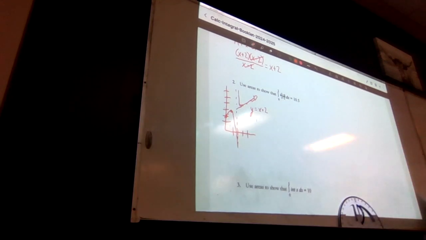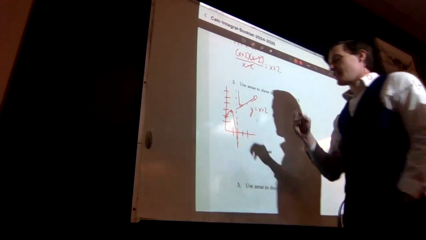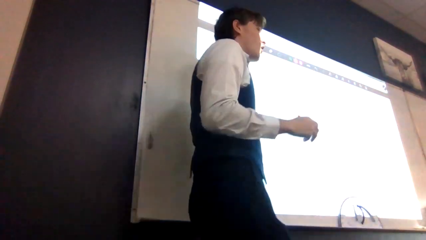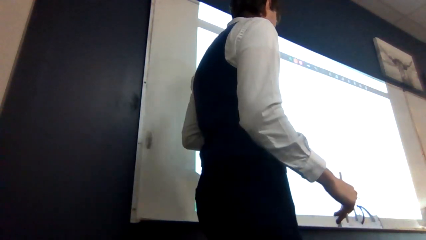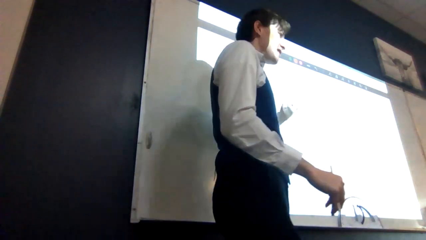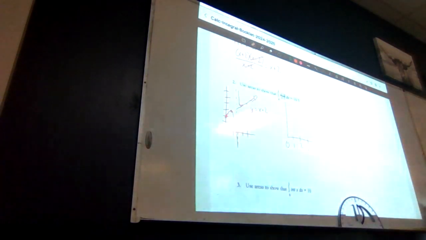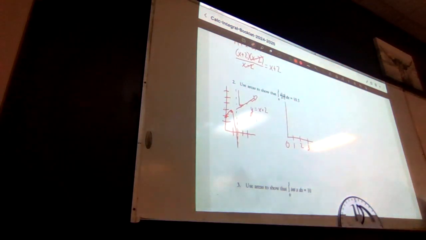So let's go ahead and graph out, well, what can we use instead? We can use x plus 2. So this is 0, 1, 2, and 3. And we want to show that if we take the integral, or if we find the area of x squared minus 4 over x minus 2 from 0 to 3, it's going to equal 10.5. So let's go ahead and do this. We have here, we're going to start at 2.